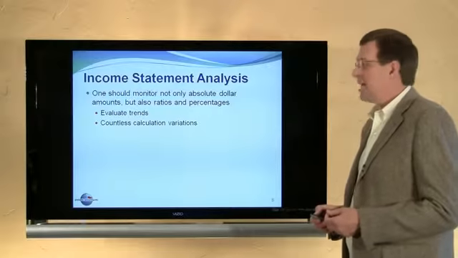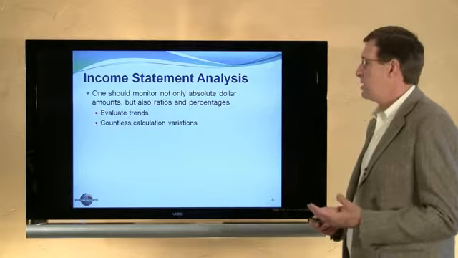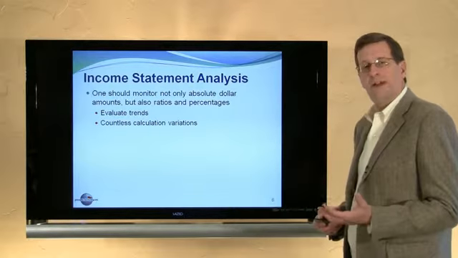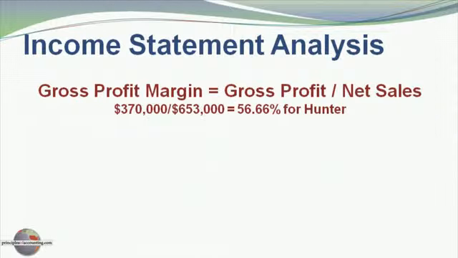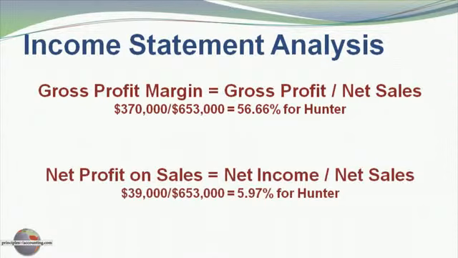Now, a detailed income statement does provide the opportunity to do some analysis, to evaluate trends, to provide various sub-calculations and ratios. So I'm showing here a calculation of what we call a gross profit margin. It's simply the gross profit divided by the net sales. Hunter Company's gross profit was $370,000. Their net sales was $653,000. So they had a 56.66% gross profit margin. The net profit looks at the bottom line of the company, the net income of $39,000 divided by the net sales, and they have almost a 6% net profit on sales ratio or margin.